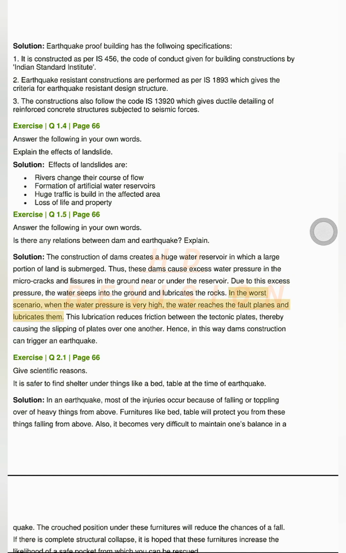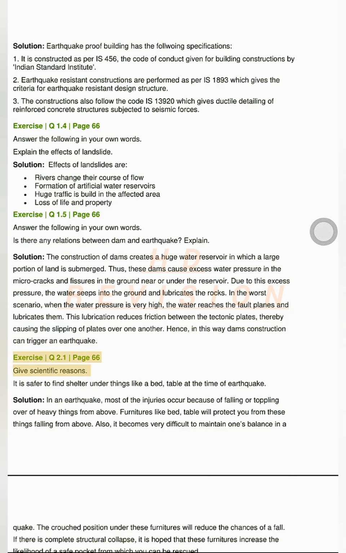In the worst scenario, when the water pressure is very high, the water reaches the fault planes and lubricates them. This lubrication reduces friction between the tectonic plates, thereby causing the slipping of plates over one another. Hence, in this way dam construction can trigger an earthquake.